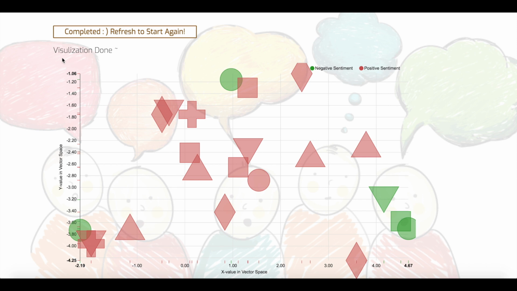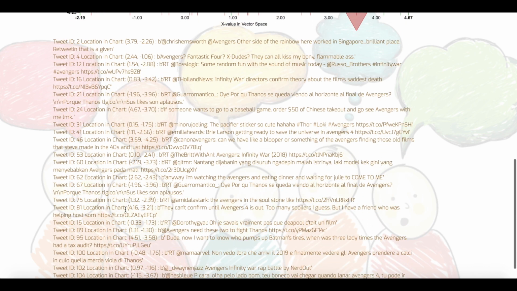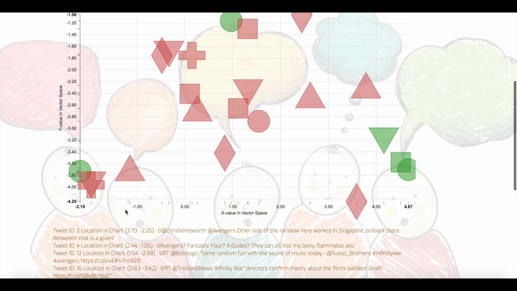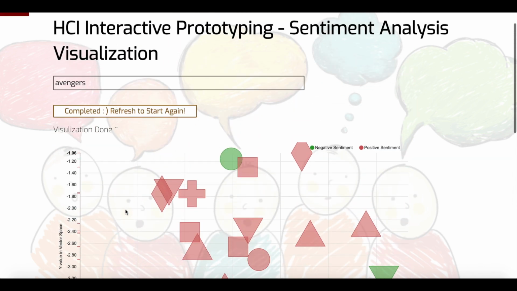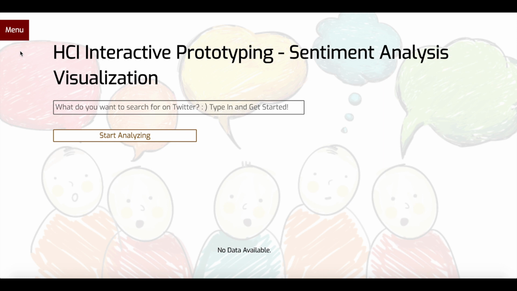Well, we could see that most people do have a positive sentiment towards the new Avengers movie. Some negative sentiment can also be found. And we can always go down there to see what those negative sentiments are about. Now, we can go back to the home page and start over again. What is the next keyword you want to search for?